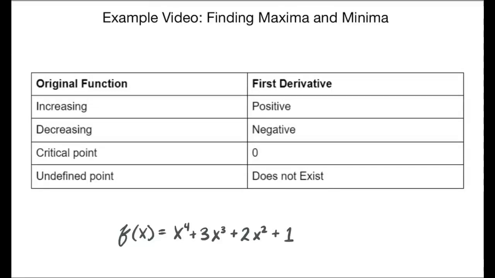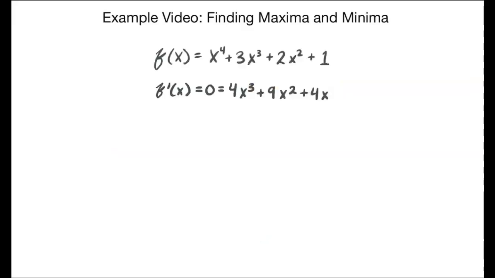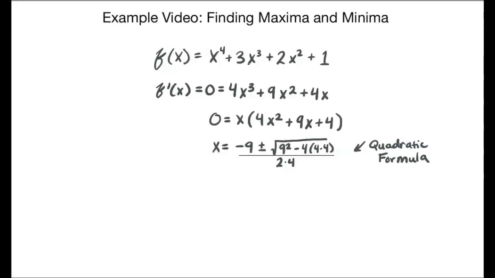Find all local extrema of the function f of x equals x to the fourth plus 3x cubed plus 2x squared plus 1, and where the function is increasing and decreasing. To determine the x value of the critical points, we will need to determine where the first derivative is equal to 0, and we will also need to know if the graph changes behavior at those points. Our first step will be to take the derivative of the original function and set it equal to 0. Then we will solve for x algebraically by factoring and using the quadratic formula.